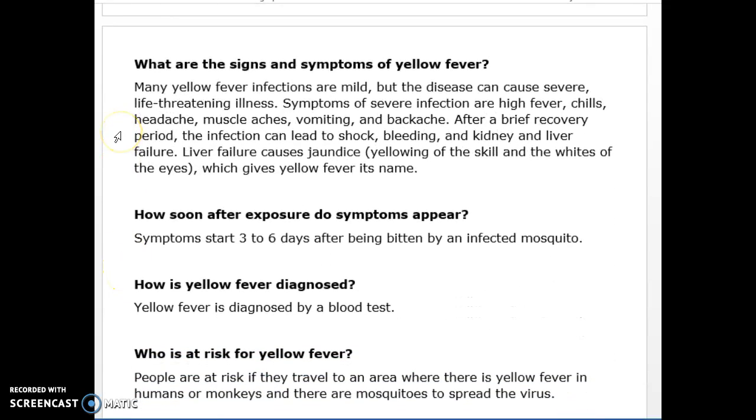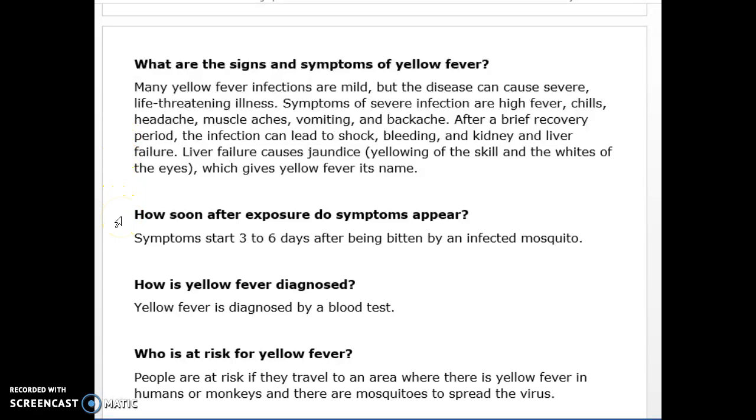What are the signs and symptoms of yellow fever? Many yellow fever infections are mild, but the disease can cause severe, life-threatening illness. Symptoms of severe infection are high fever, chills, headache, muscle aches, vomiting, and backache. After a brief recovery period, the infection can lead to shock, bleeding, and kidney and liver failure. Liver failure causes jaundice, which is the yellowing of the skin and the whites of the eyes, which gives yellow fever its name.